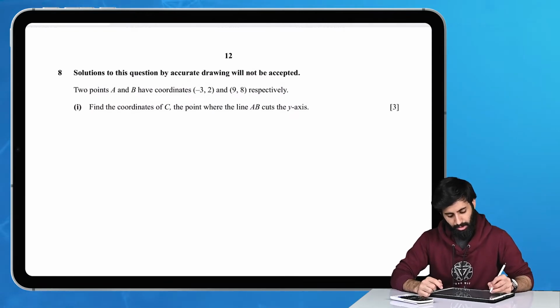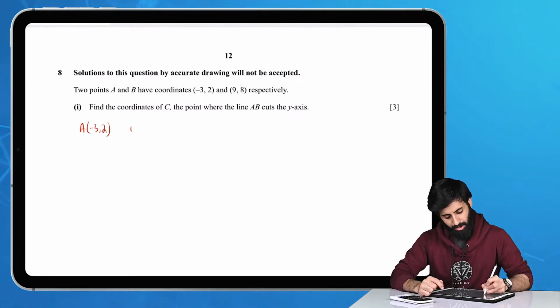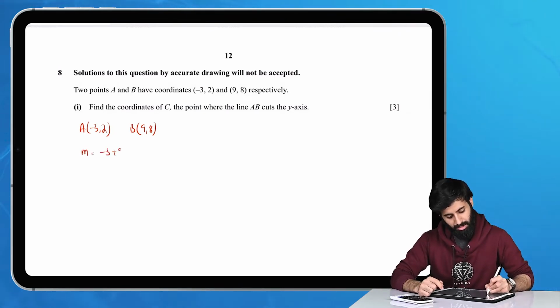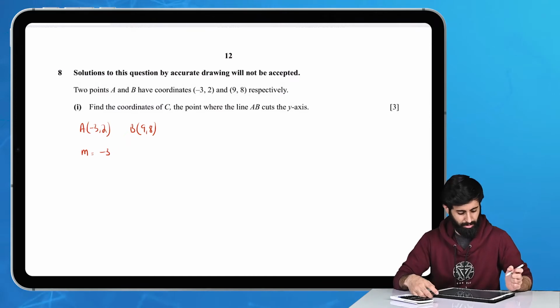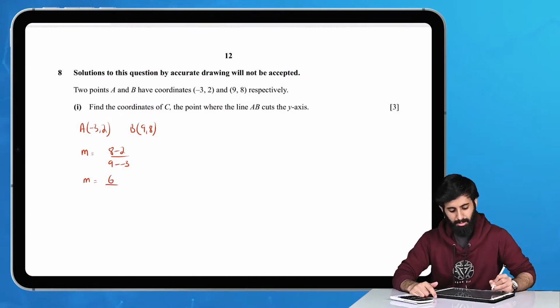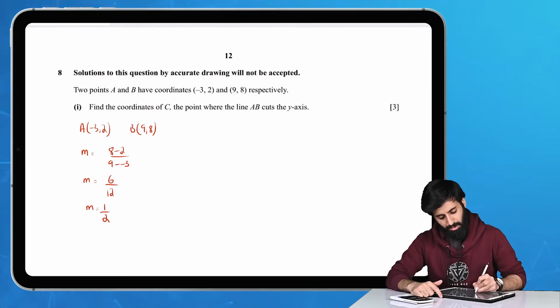Okay, so first things first, we want the equation of the line AB. A has coordinates -3, 2, and B has coordinates 9, 8. So I'll have to find the gradient, which is 8 minus 2 over 9 minus -3. So 8 minus 2 is 6, 9 minus -3 is 9 plus 3, which is 12, which means that the gradient is 1/2.